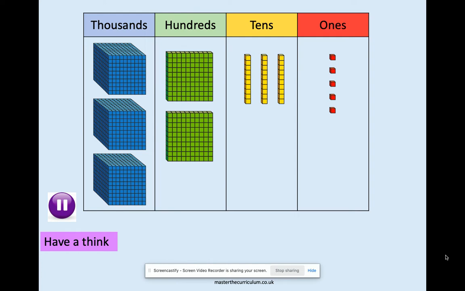Pause the video and have a think. What number is represented by these cubes and columns and little cubes and the flat board? Count very carefully. Quite right. In the first column of the thousands, we have 3,000, 2 hundreds, 3 tens or 30, and we have 5 ones. And if we put all of those together, we have a number of 3,235. Now your turn. Can you say that number out loud? Well done.